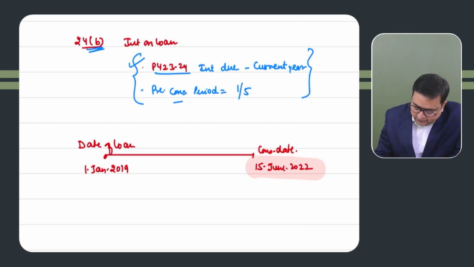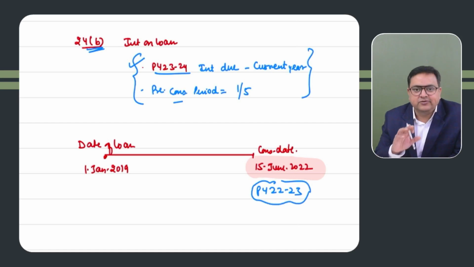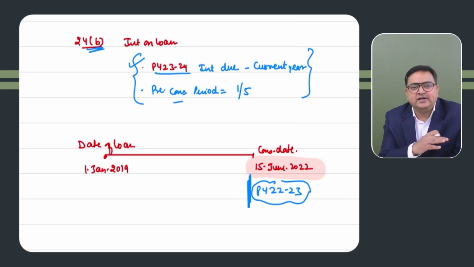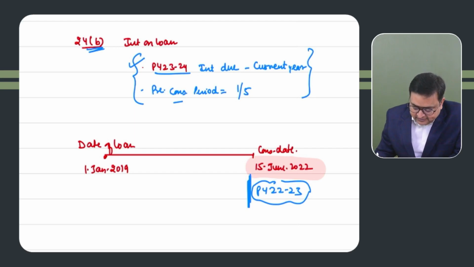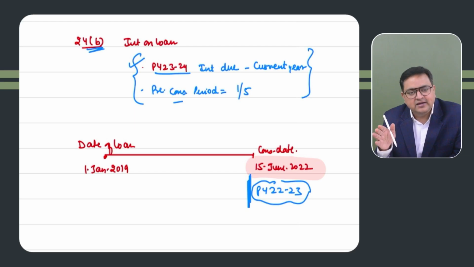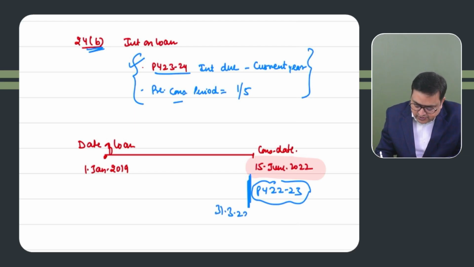This date belongs to previous year 22-23, right? So before this previous year, only the period up to that date is related to the pre-construction period. So this previous year starts from 1st April 22, and just go before that. Before that, it would be 31st March 2022.